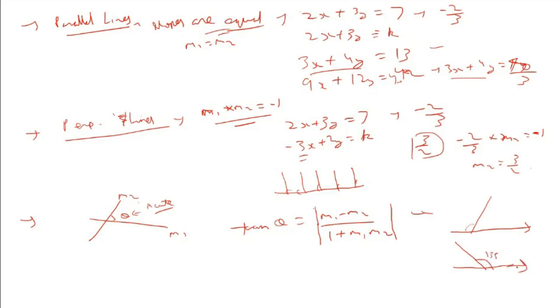The angle between a line and the x-axis or the y-axis is always taken with the positive direction, or the increasing direction, of that axis.